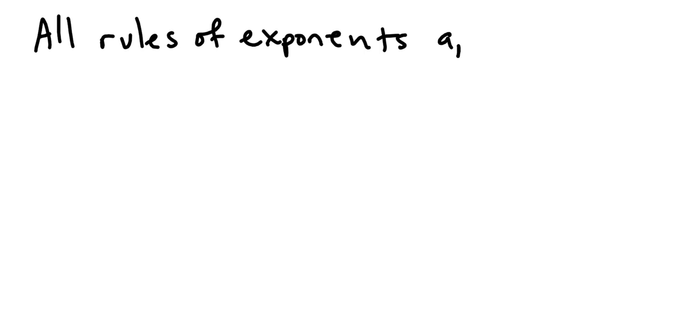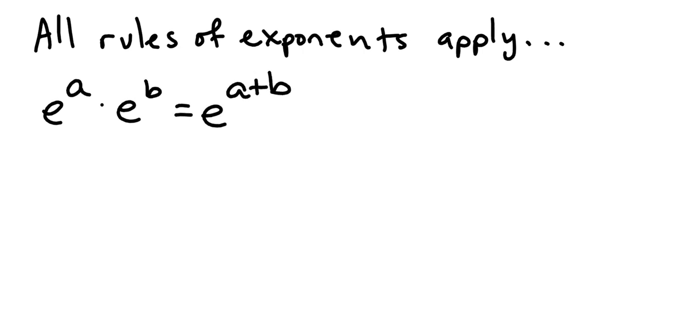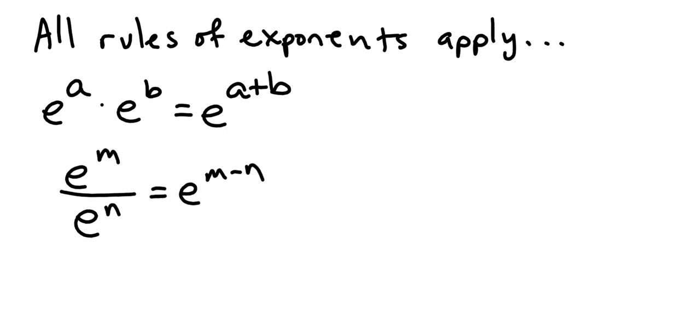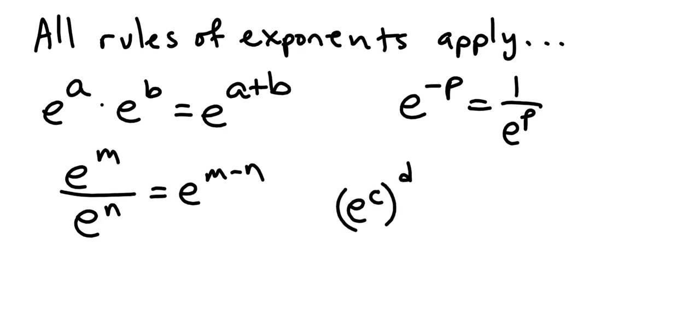All the rules of exponents apply. All the things that you learned in Algebra 2: e to the a times e to the b, add the exponents. e to the m over e to the n, subtract the exponents. e to a negative power, well, that's just the positive power in the denominator. e to a power, to a power.